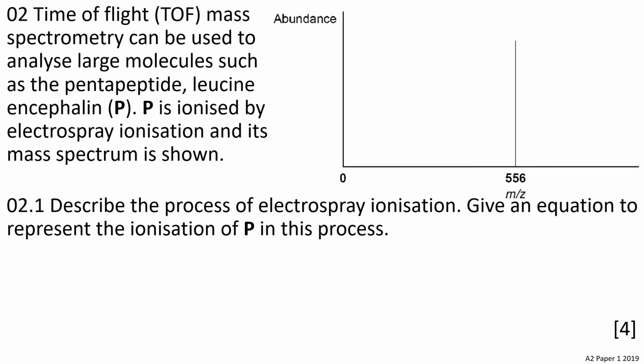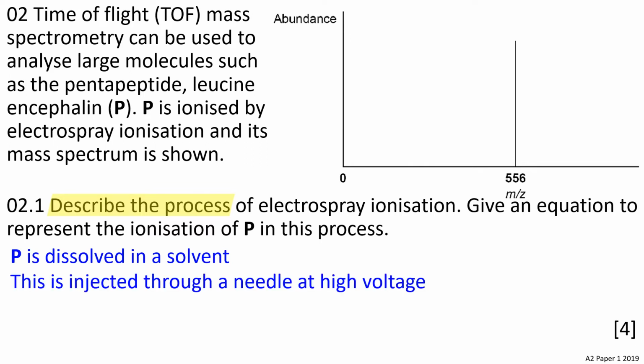Anyway, back to business. The process of electrospray with an equation. So we're going to get 3 marks for the process and 1 mark for the equation. Let's have a little look at the process first of all. We need to dissolve P in a solvent. This is then injected through a needle at high voltage, and then P gains a proton.